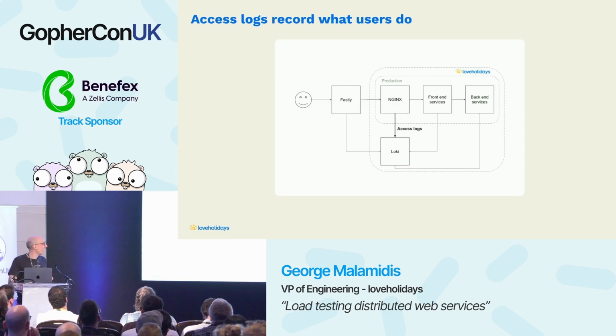This is a super, super high-level version of our architecture. There's a round-faced customer going into our CDN, Fastly. That goes into Nginx, which serves as a reverse proxy into our front-end services, which then call our back-end services. What's really interesting here is we log everything into Grafana Loki. All of our CDN logs go there. All of our services log there.